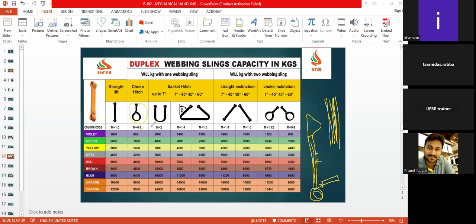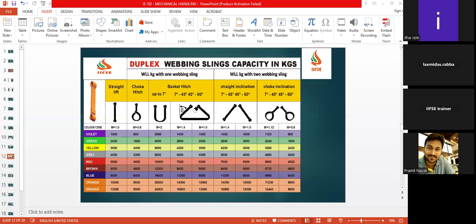Even in incidents, the workers used to tell that, sir, I used the same capacity belt, but still the belt got cut and an accident happened. So here we have to think about how the worker has applied it, what method he has used. Either he has used a straight lift, or he has applied a choker, or he has used a basket which is up to 7 degrees, or a different method which is 7 to 45 degrees or 45 to 60 degrees.